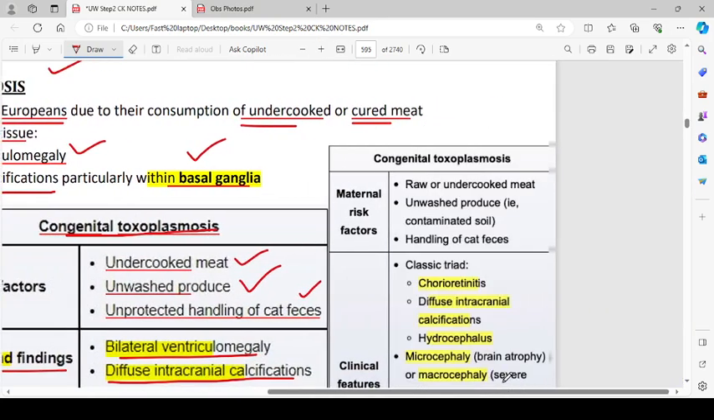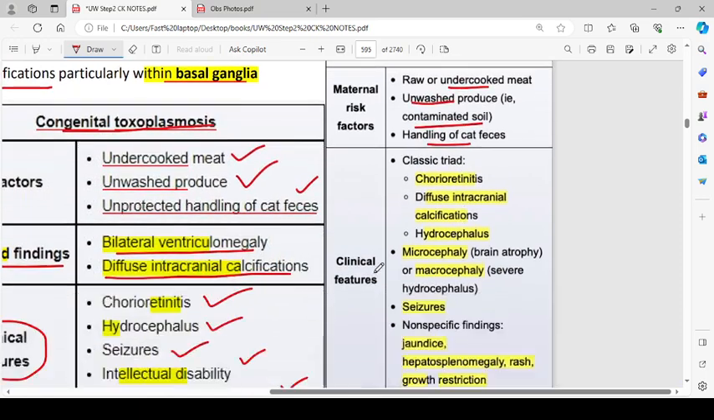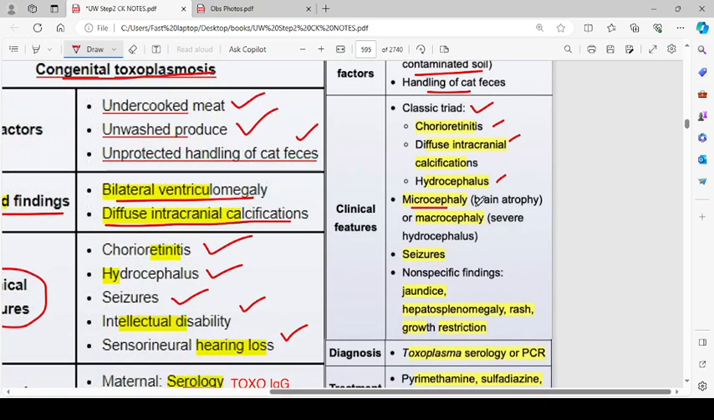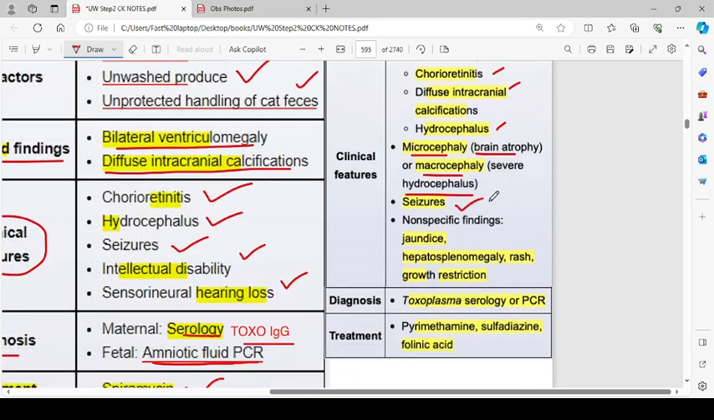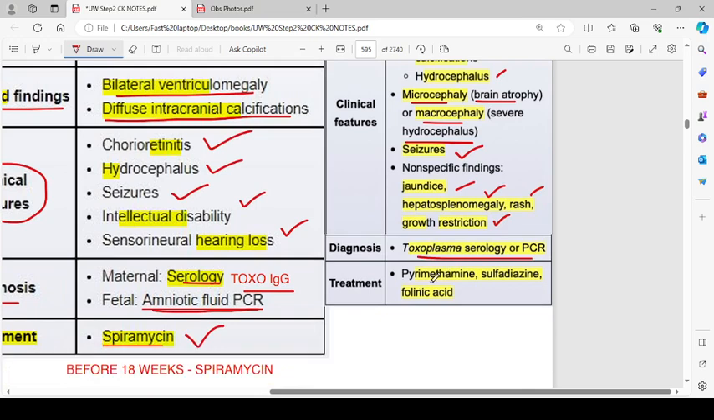So they are saying that maternal risk factors are raw undercooked meat, unwashed produce that is contaminated soil, and handling of the cat feces. Clinical features will include a classic triad of chorioretinitis, diffuse intracranial calcifications, and hydrocephalus, microcephaly, that is brain atrophy, or macrocephaly, severe hydrocephalus, seizures, non-specific findings of jaundice, hepatosplenomegaly, rash, and growth restriction. Diagnosis is toxoplasma serology and PCR. Treatment is pyrimethamine, sulfadiazine, and folinic acid.